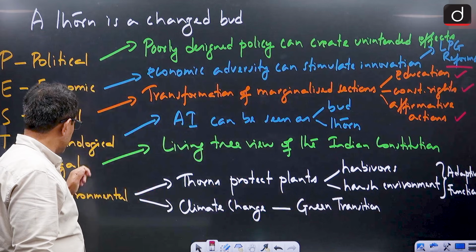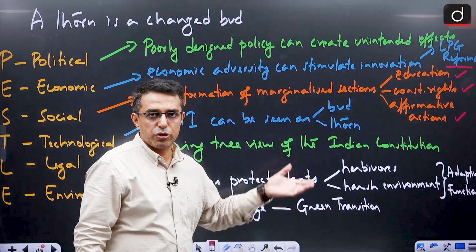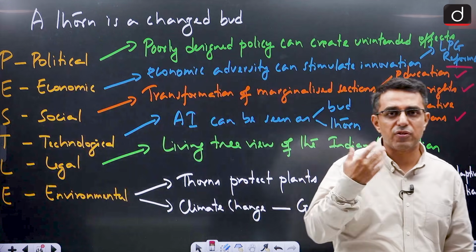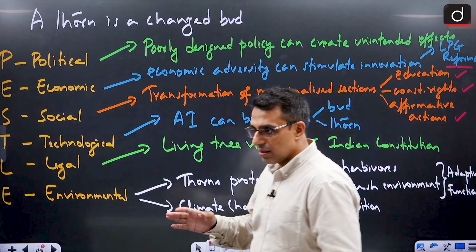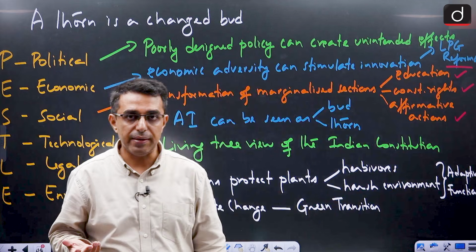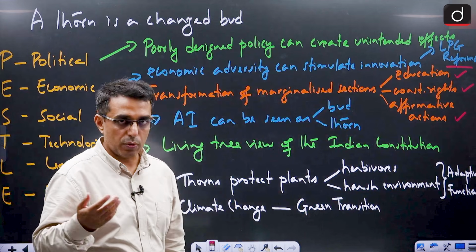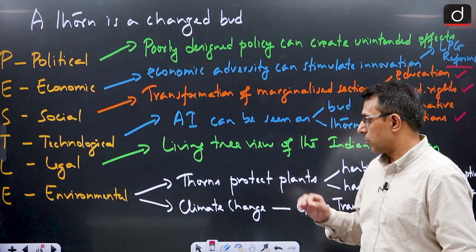Then if we look at the legal dimension, we can talk about the living tree view of the Indian Constitution, that the Indian Constitution is not static, it is transforming, right? It always transforms, and the experience and demands of people help the Constitution grow and transform itself, right? So we can talk about the living tree view of the Indian Constitution.